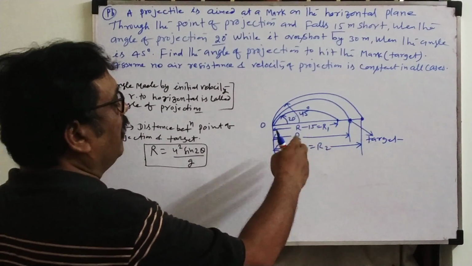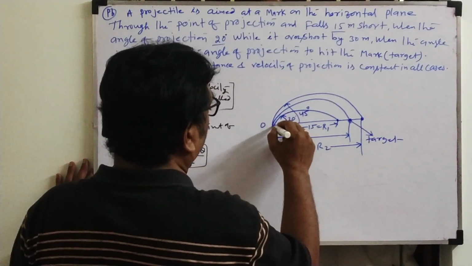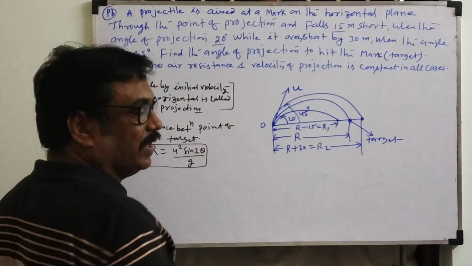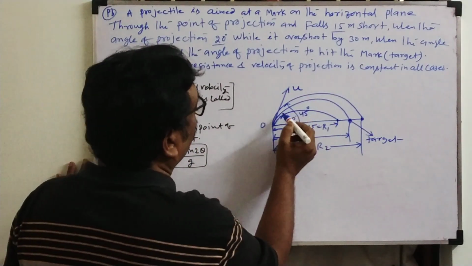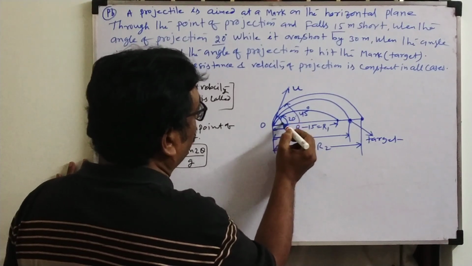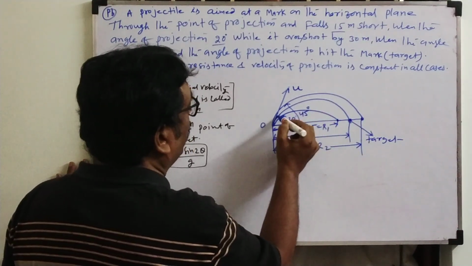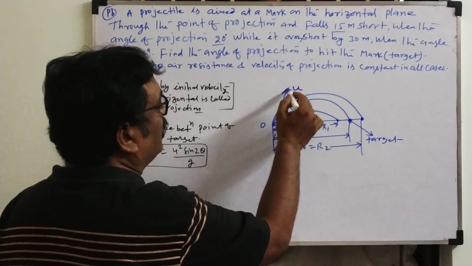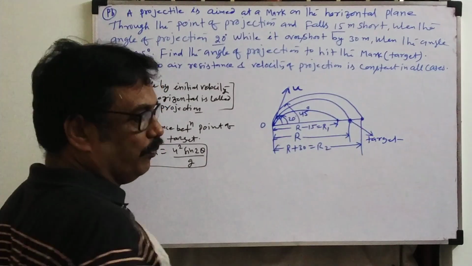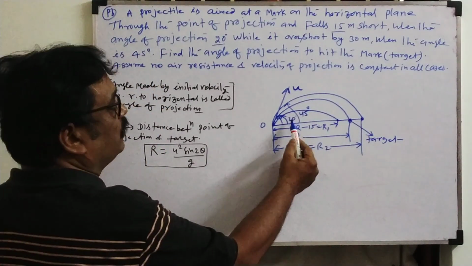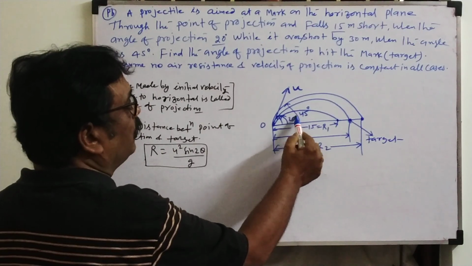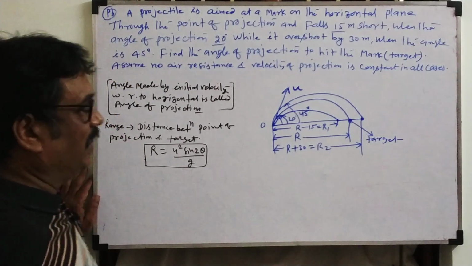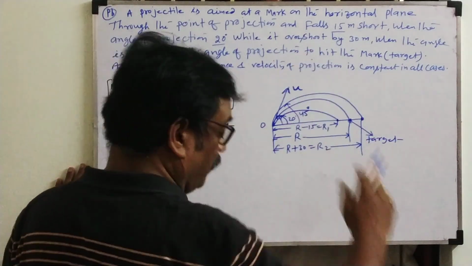They gave the initial velocity, and this velocity is constant for all the cases. That means we need this angle, since the velocity is equal in both cases. Whether hitting from 20 degrees or 45 degrees, u will be the same. And air resistance is neglected, that is given.